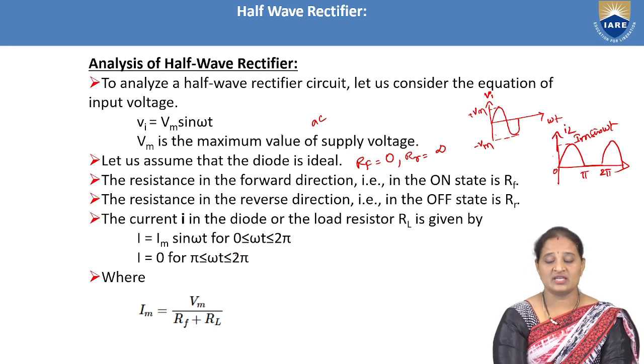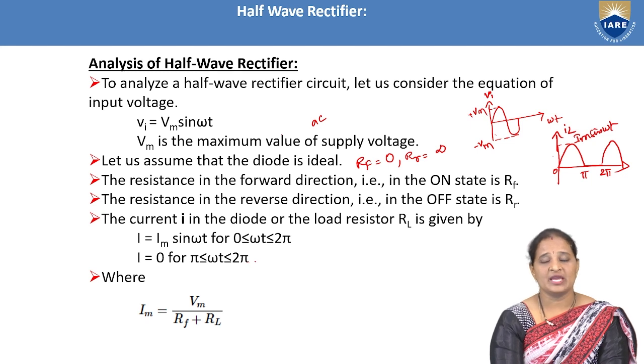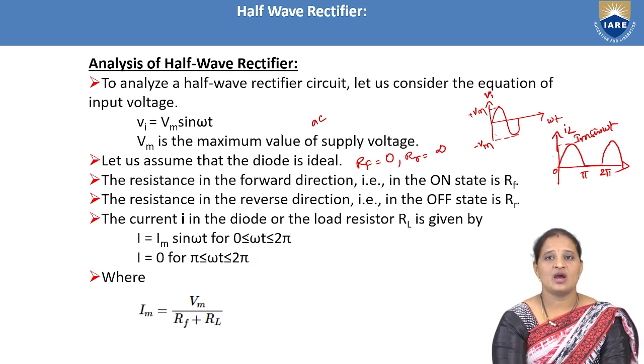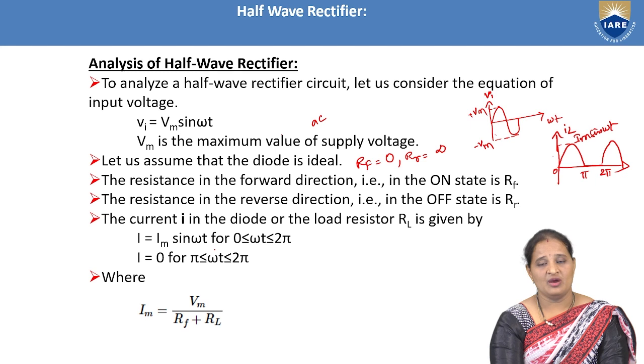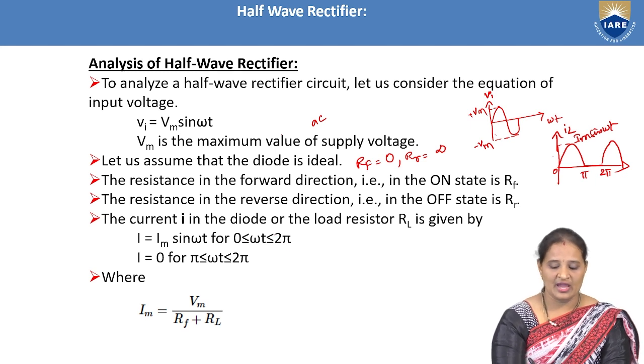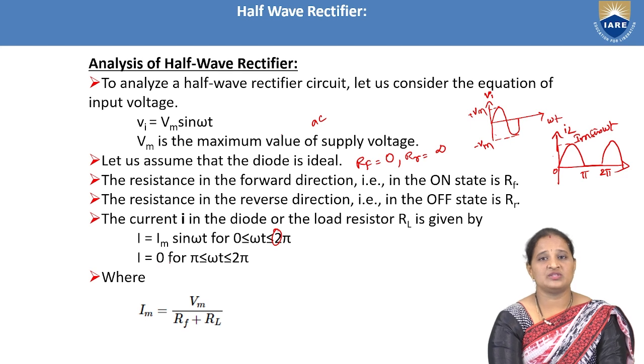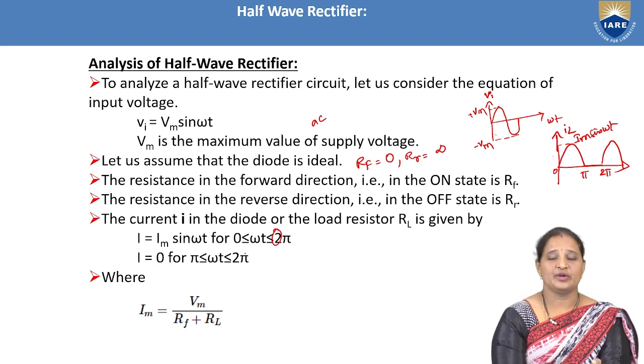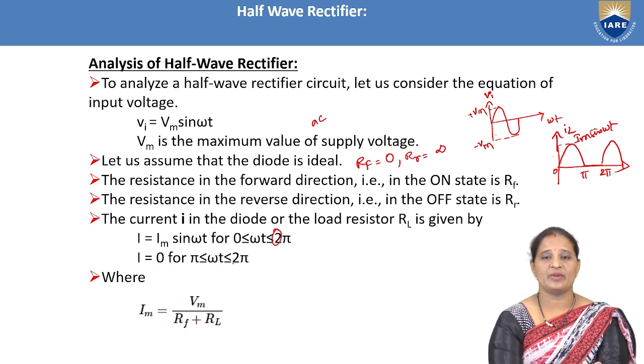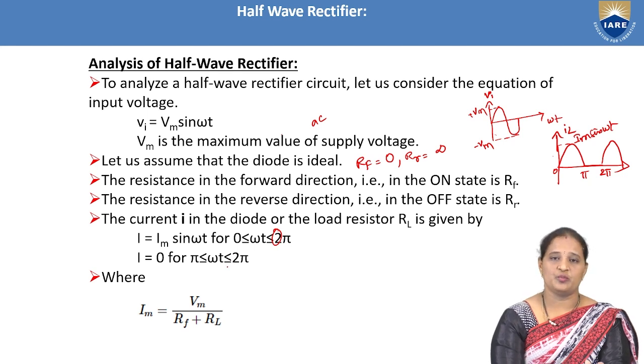So that is how the current I in the diode or load resistor is given by I is equal to Im into sine omega t for 0 to omega t to pi. Actually it is pi, not 2 pi. And I is equal to 0 for pi less than or equal to omega t less than or equal to 2 pi.